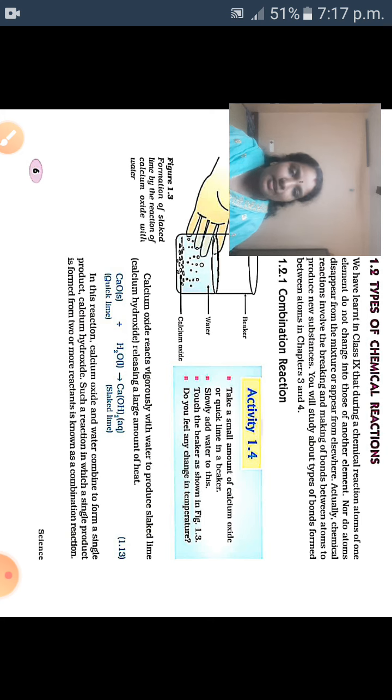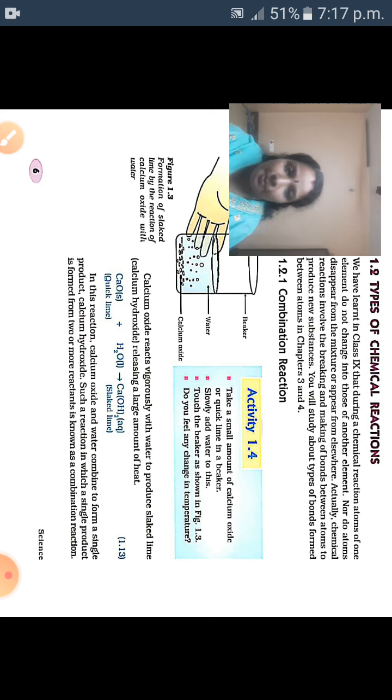In the previous class, we studied chemical equations and how to balance a chemical equation. Today, we are going to study different types of chemical reactions.